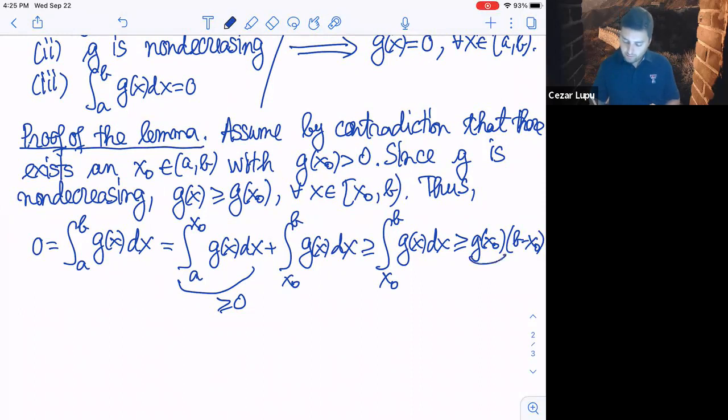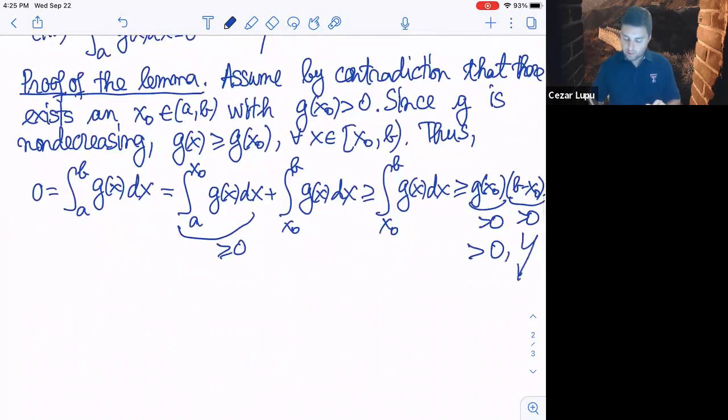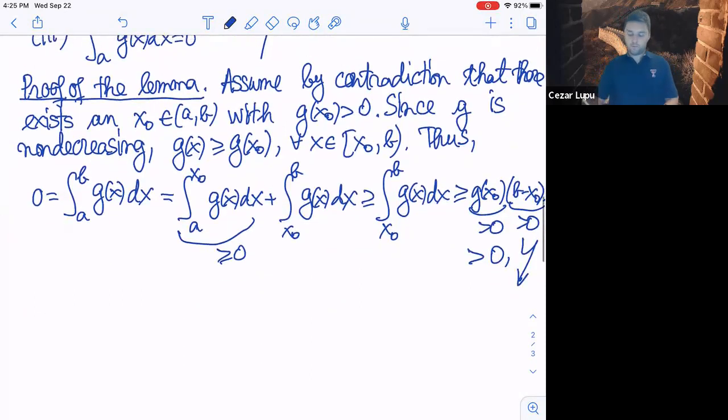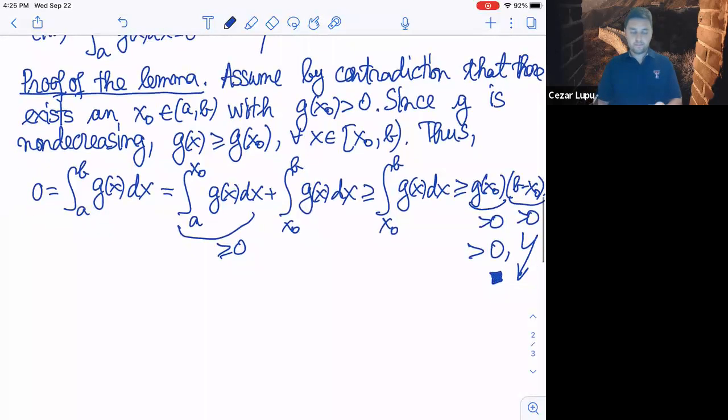And now let's be careful. This guy, we assume by assumption this is positive. Again, this will be positive, so the entire integral is positive. So we get the contradiction. All right, so the proof of the lemma is done. That's the proof of the lemma. And now we would like to use this lemma to solve our problem.